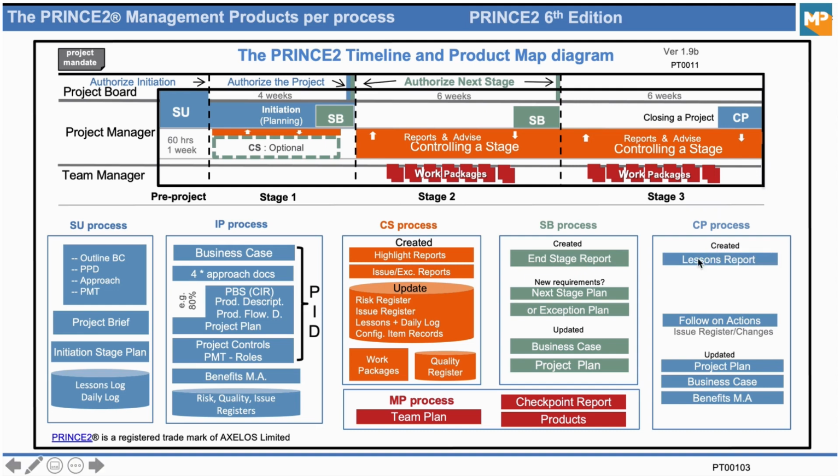Then we create a lessons report about the project, what we have learned in the project, and this should be given to the project board so they can pass it on to other people in the future. That's also a good idea. Next, we have an end project report. Up to now we had an end stage report, which is a report on the last stage, while this is an end project report, which is a report on the complete project, how we have done. It's an important document that should be written for the project.